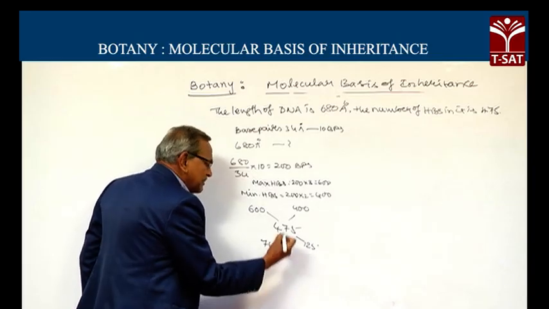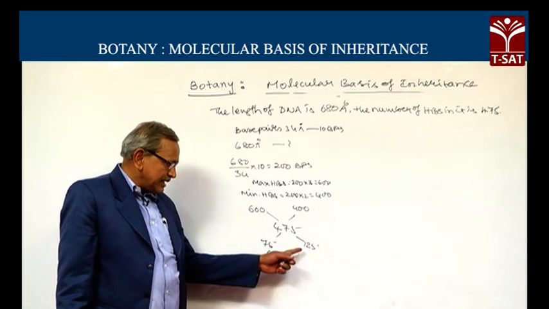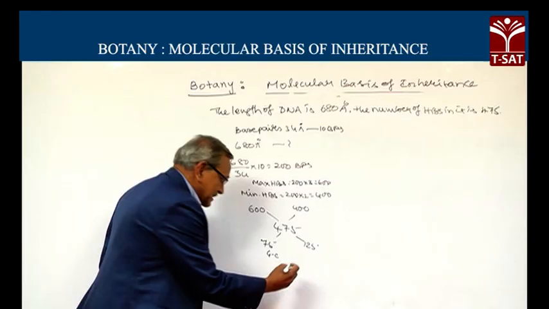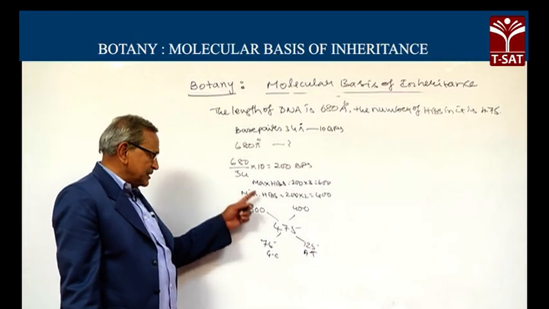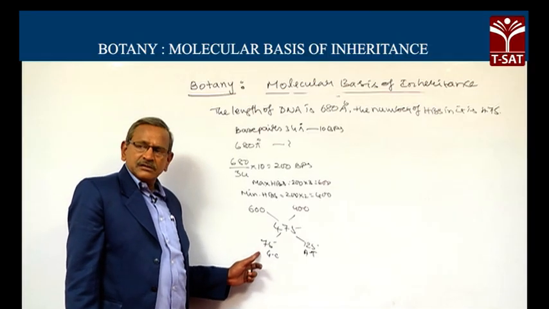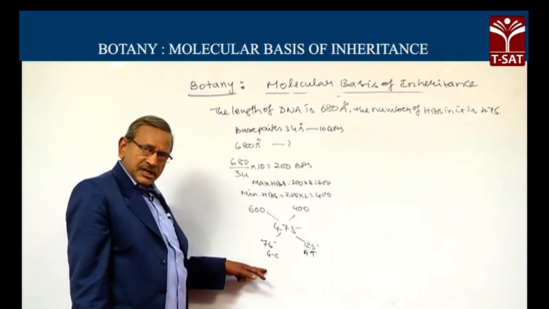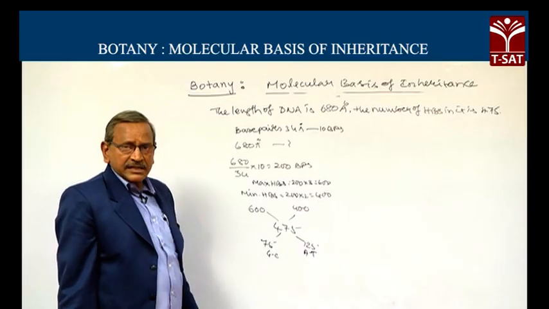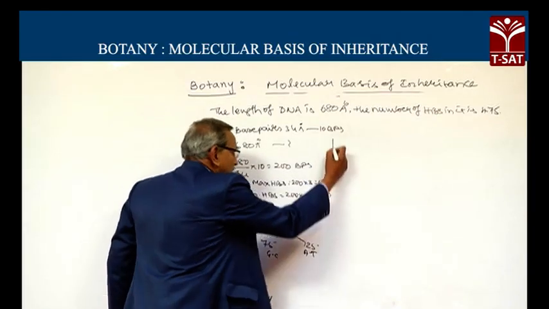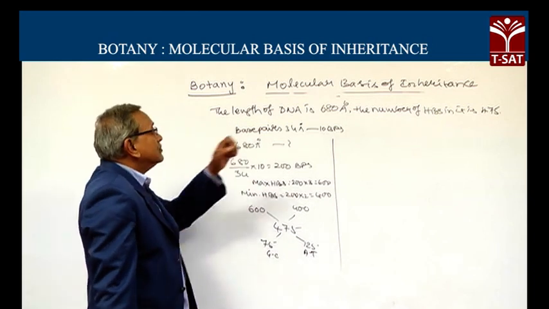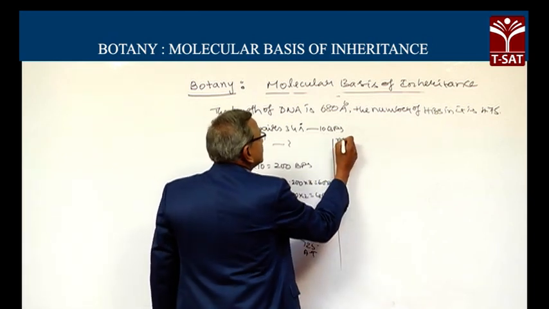So, our GC pairs are 75, our AT pairs are 125. So this is how many G's are there? 75 G's are there. How many C's are there? 75. How many A's are there? 125. How many T's are there? 125.